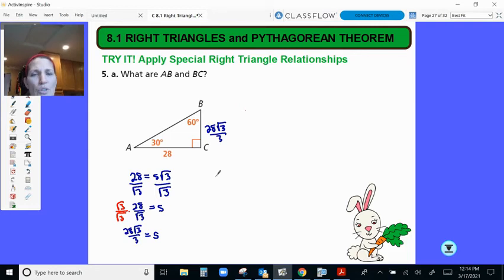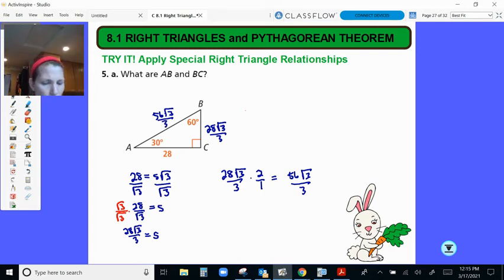To multiply by 2, so I'm going to take 28 square root of 3 over 3. To multiply by 2, you can turn 2 into a fraction, so just 2 over 1. Multiply 28 by 2, that will give us 56 square root of 3 over 3. Okay, so 56 square root of 3 over 3. And I don't think 56 is divisible by 3. It is not, so we're going to leave it in that form. Okay, no decimals. We're just keeping it all in simple radical form.